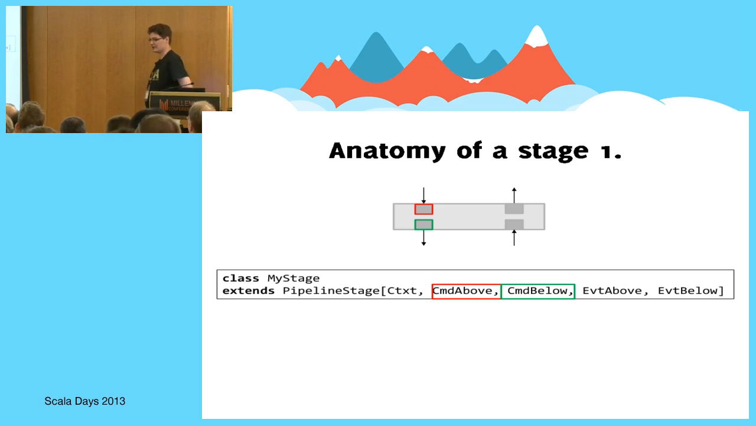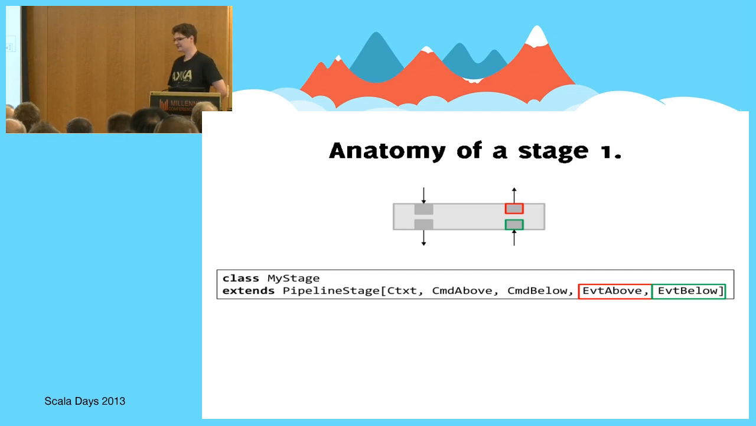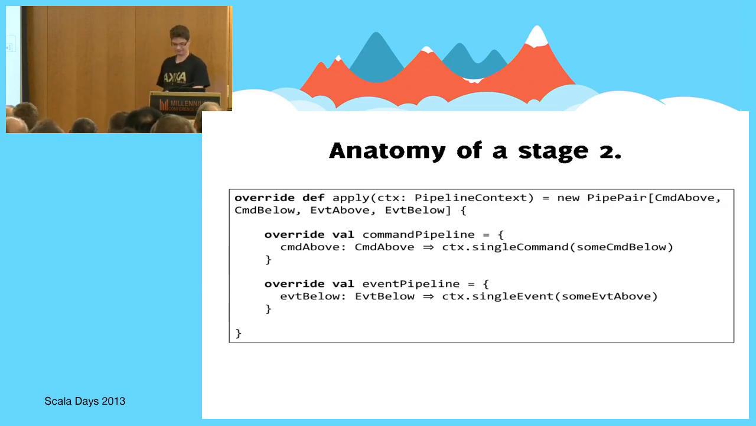So, if you want to have a pipeline stage, this is how we start. You define a class, it extends pipeline stage, which accepts five types. The first one is context, which we will not go into depth to explain. But basically, we just describe the types of the four ports. So in this case, there is a type for the commands we want to accept from above, and a type for the commands we will be sending below. And the same is for events. So the two kinds of ports both have types. And these types help us when we compose pipeline stages together. Type safety will help us. We cannot do this with ordinary actors, but inside the actor with pipelines, it's possible.